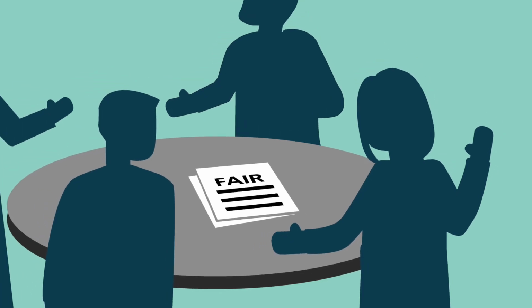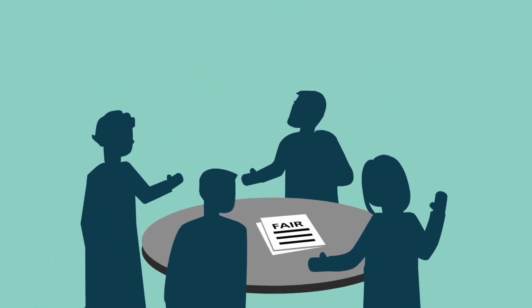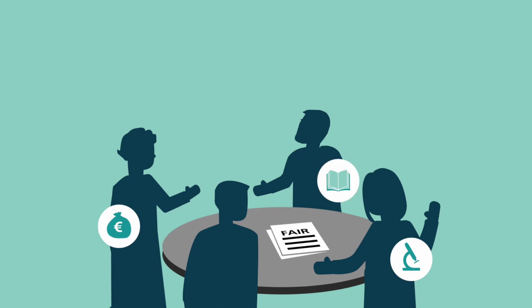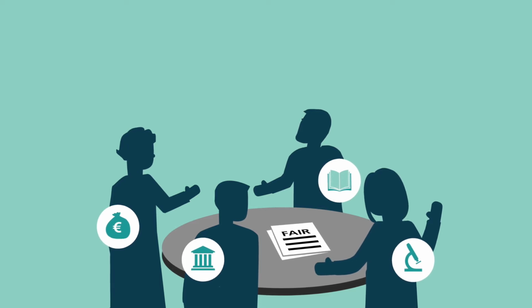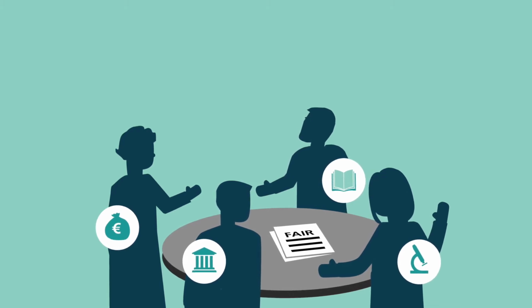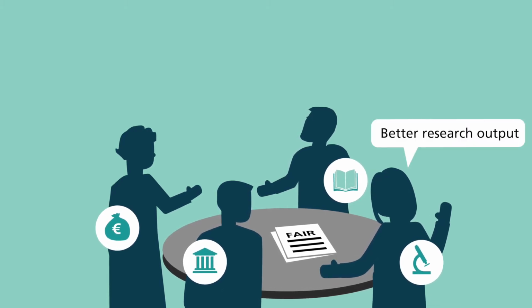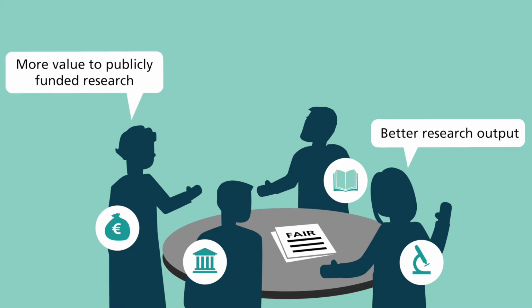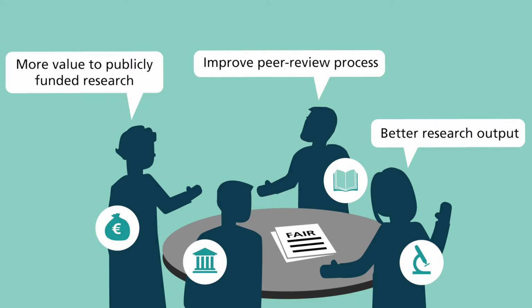The FAIR principles were drafted by an expert group consisting of researchers, funders, publishers, and university representatives in order to increase the reuse of scientific data. They explain their motivation for establishing the FAIR principles as follows. Researchers claim that FAIR data result in better research output. Funders expect FAIR data to add more value to publicly funded research. Publishers anticipate FAIR data to improve the peer review process. For universities, FAIR data are a means to ensure high research integrity.